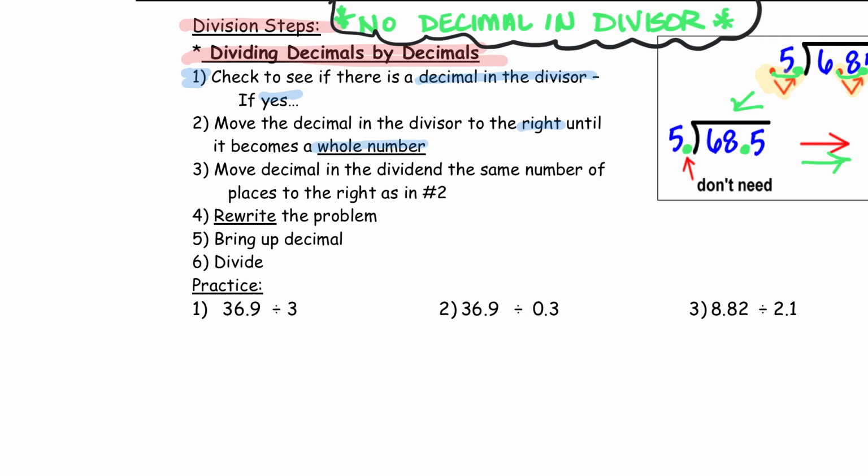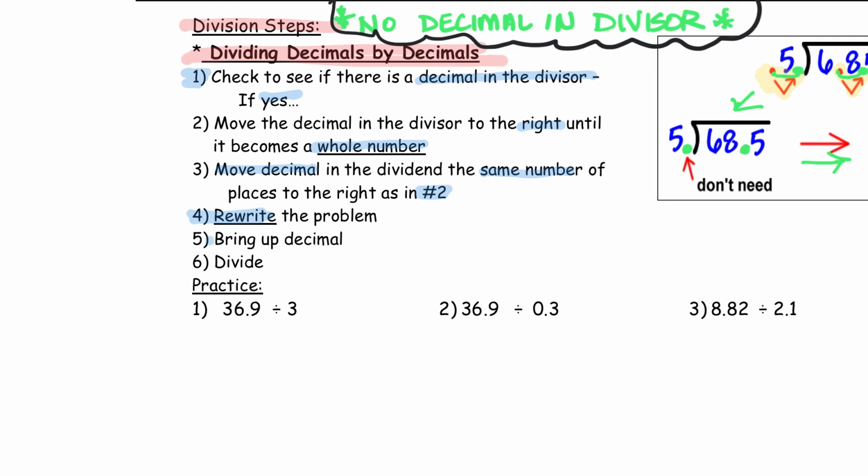Then we move the decimal in the dividend on the inside the same number of places to the right as in step number 2. This is an important step. You definitely need to make sure you rewrite that problem, because a lot of times when boys and girls don't rewrite the problem, they tend to make mistakes with their decimal placement. So please get in the habit from the beginning to rewrite the problem.